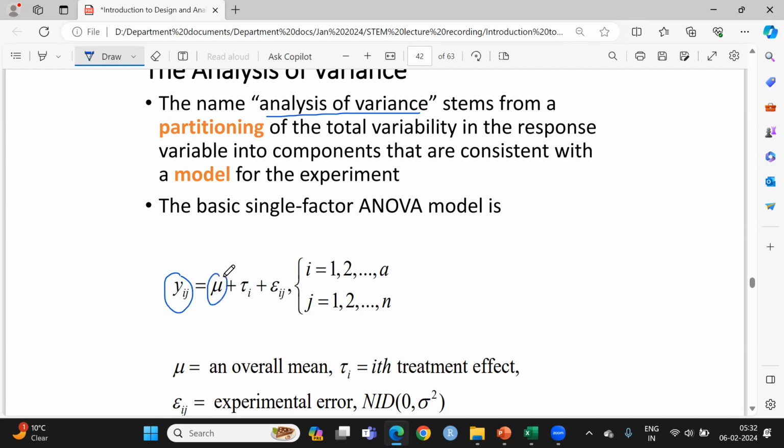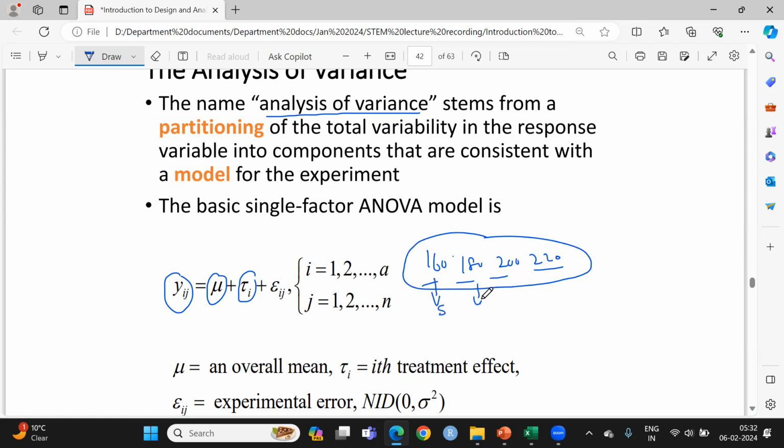Mu represents the grand mean, the overall mean, and tau i represents the effect coming from the ith level. So in the example of etch rate, we have four levels. The first level starts from 160, then we have 180, 200, and 220. We want to see whether the values corresponding to these levels are significantly different or not, right? And in each group, we have 5 observations.